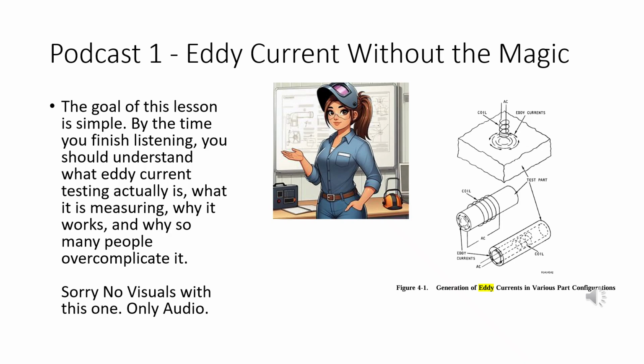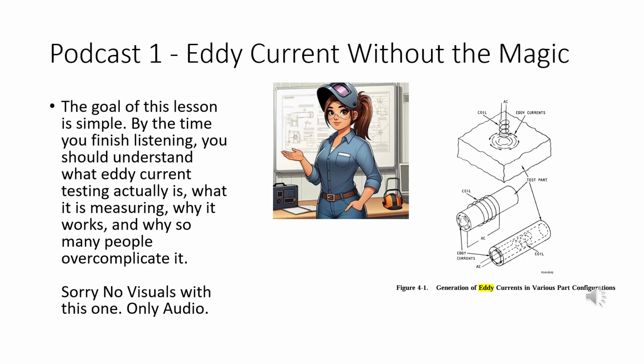Primary field and secondary field. You'll hear these terms constantly. Let's simplify them. The probe coil generates a magnetic field. When that field induces currents, those eddy currents create their own magnetic field. That's the secondary field. The secondary field opposes the primary, following Lenz's law. The induced current always fights the thing that created it. Remember that. Induced current is stubborn. It resists change. Always.